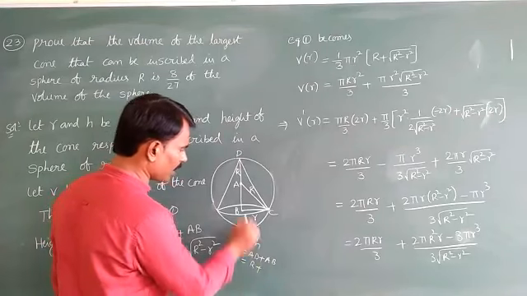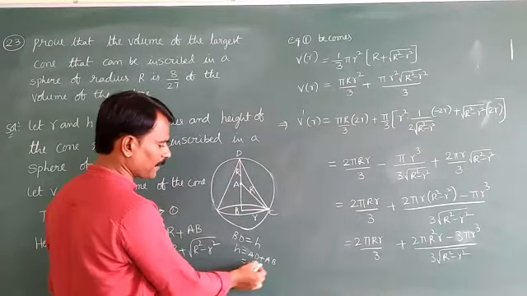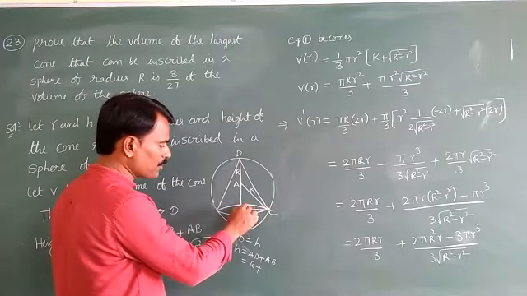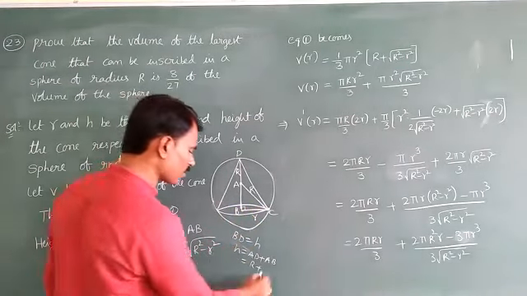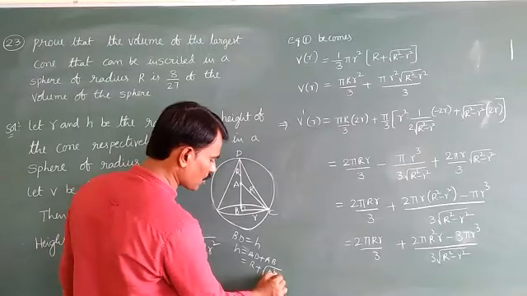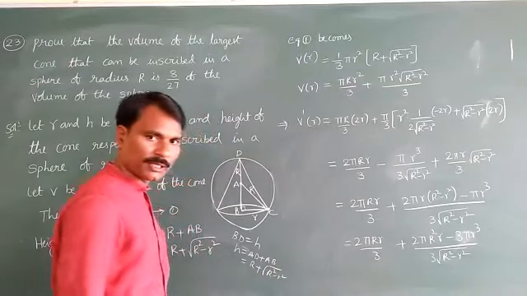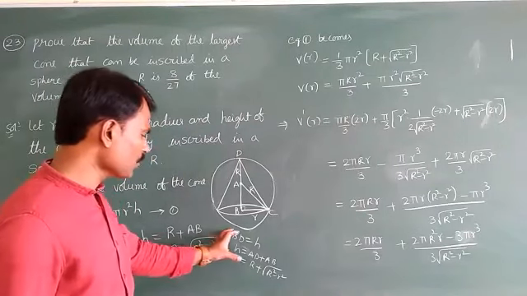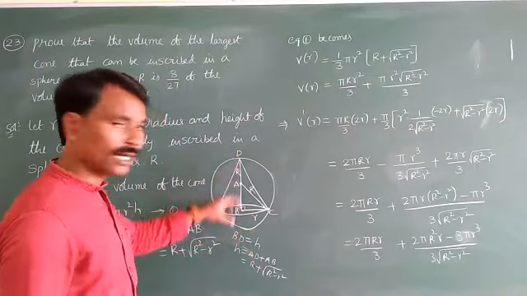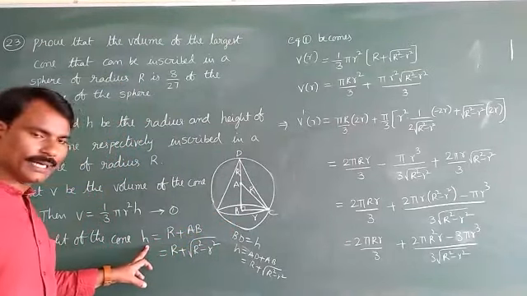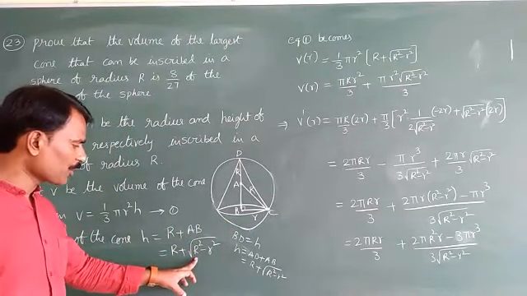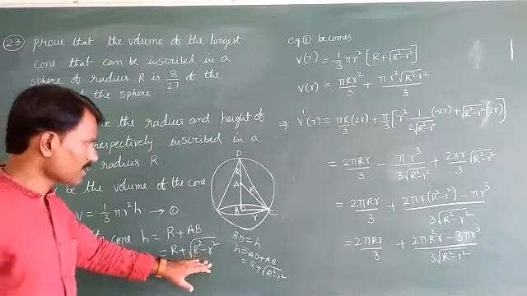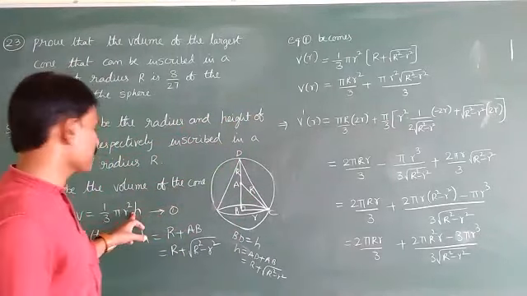AD means capital R. AB means this side. How do you get it? By using the Pythagoras rule, you will get square root of capital R square minus small r square. So this is the height of the cone: h equals R plus square root of R square minus r square. Clear now? Just substitute in the place of h.